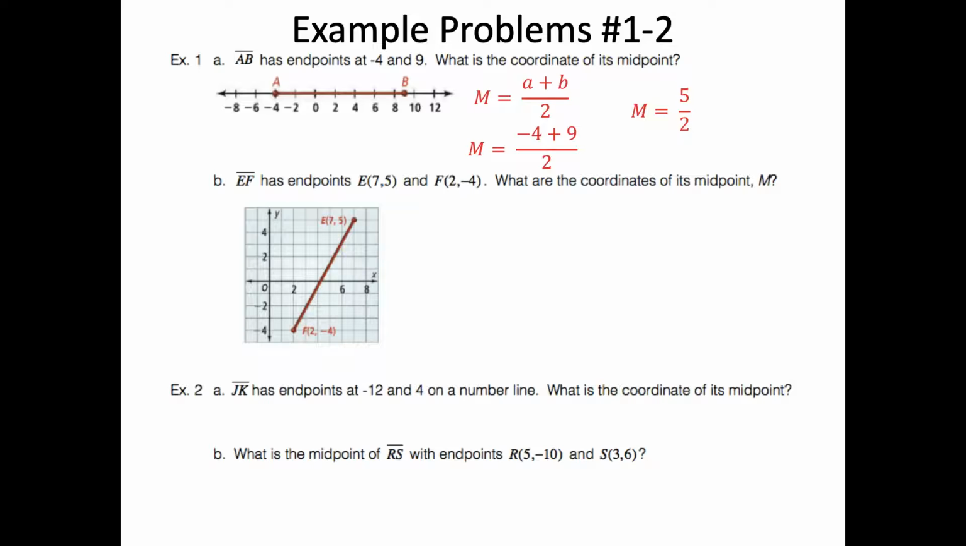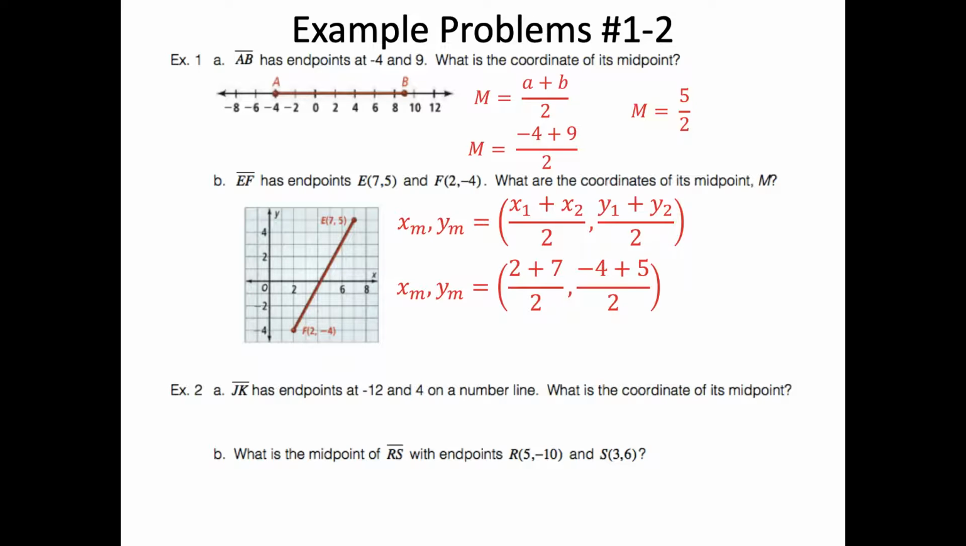All right, EF has endpoints of (7, 5) and (2, -4). What are the coordinates of the midpoint? Okay, so I just wrote down the formula there. I'm going to plug them in. X is 2 and 7, and Y is -4 and 5. So add those up and divide by 2, and I end up with 9 halves and 1 half. So you can leave it like that, or again, you could call it 4.5 and 0.5, whatever you want, but leaving it as fractions is probably the easiest.